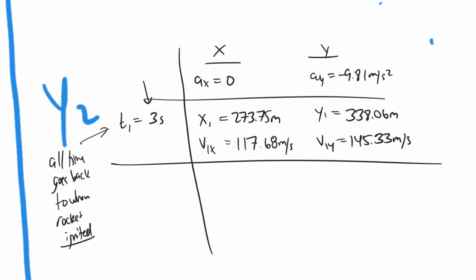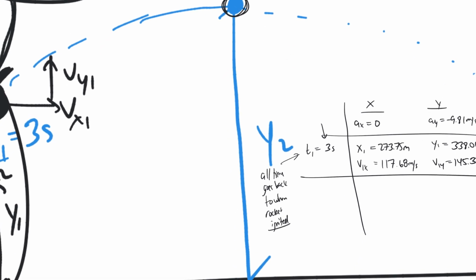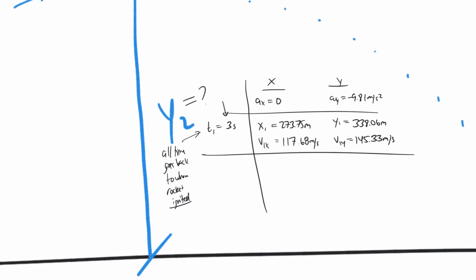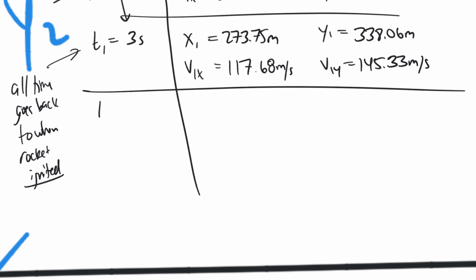Now the next point that we care about is right up here at t2. The nice thing here is, what do we want to know at that point? We want to know this y2. So if we want to know y2, then that's all we want right up there. So we're going to go down here. The time at 2 is unknown, x2 is unknown, and y2 is what we're looking for at that point.